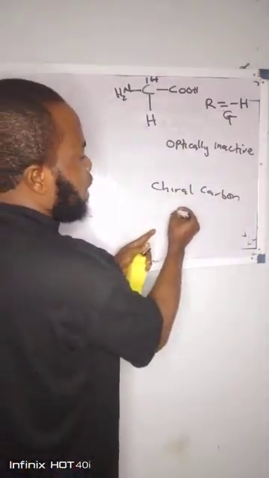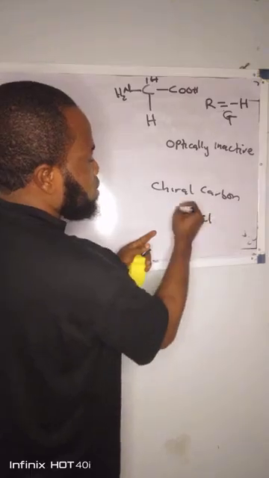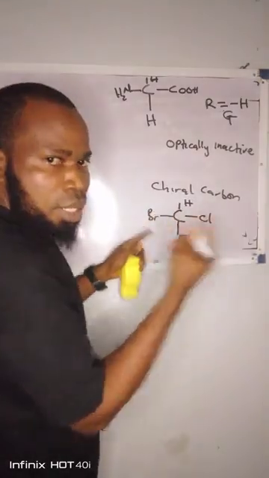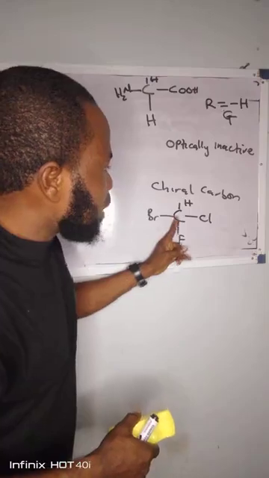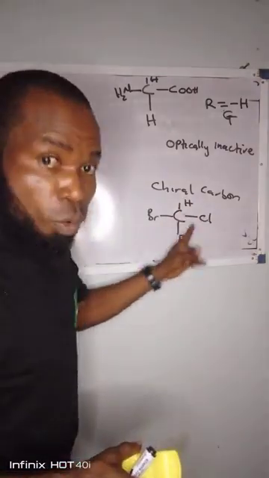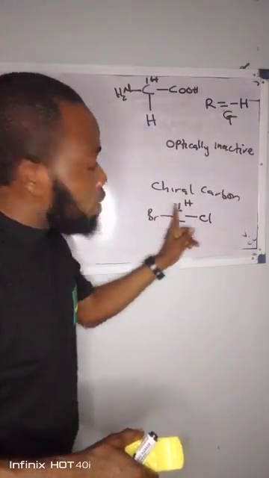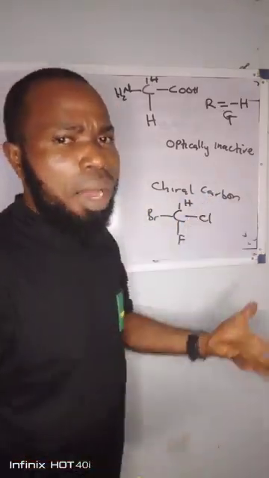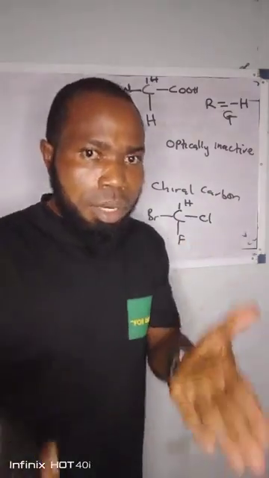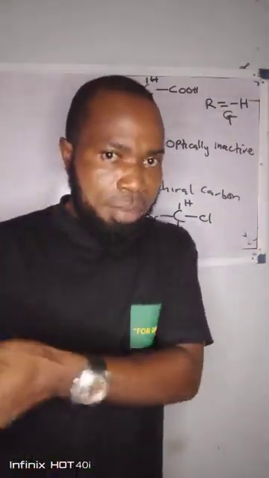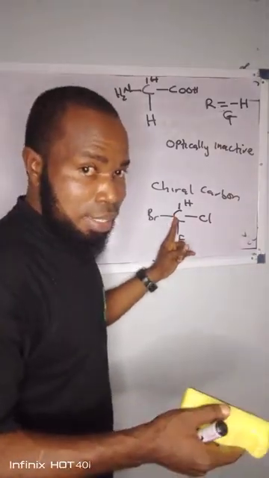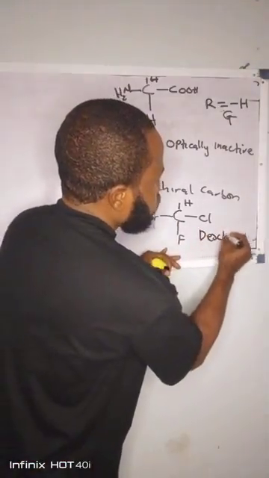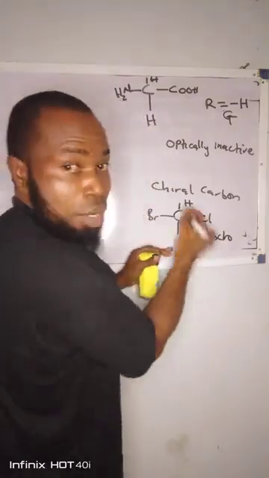Now, let me give you an instance. I have a carbon, I have Cl for instance, I have H, I have Br, and I have F. Now, if you look at this carbon, it's attached to not just 4 substituents or 4 atoms, but all the atoms are different. So because of that, this carbon is regarded as a chiral center or a chiral carbon. Now, chiral carbons have the ability to rotate light, either to the right or to the left. When it can rotate light to the right, it is said to be a D compound. That means the D actually stands for dextro-rotatory. But when it rotates to the right, that means it is what?